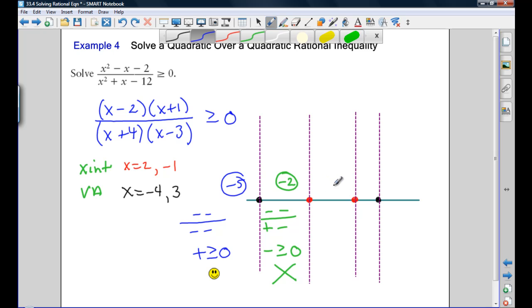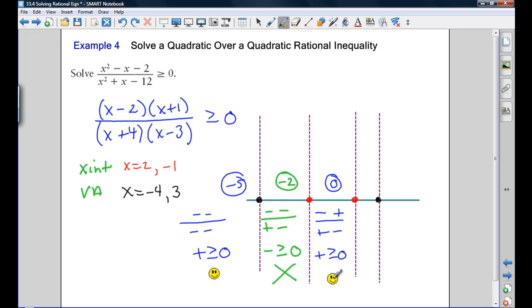I notice that 0 is available here because this is at 2 and this is at negative 1. So I'm going to use 0 anytime I have an opportunity to use 0. So I have negative, positive, all over positive, negative. This simplifies to become positive. Again, going back through: negative times positive is negative, positive times negative is negative, negative divided by negative is positive. And so once again we get a little happy face because that is a true statement and therefore part of our solution.